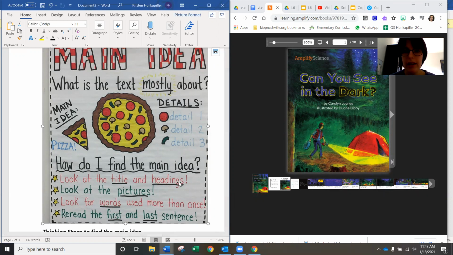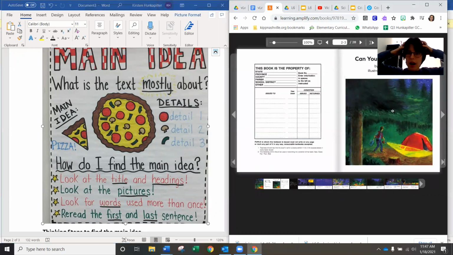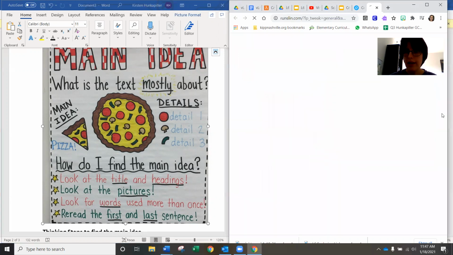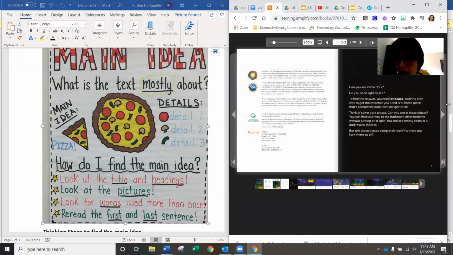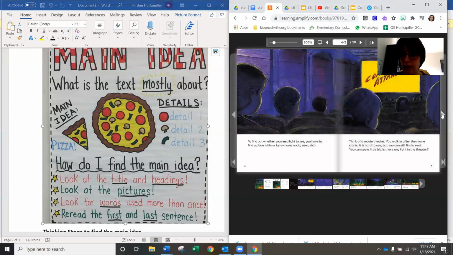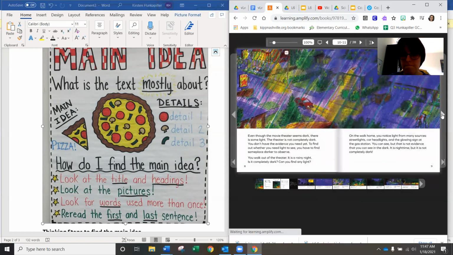Well, what's the title of this book? That's right. The title is Can You See in the Dark? I'm going to remember that, and now I'm going to look for headings. Remember, headings are at the top, just like your head is at the top of your body. Headings are at the top of some of the text. So let's see if we can find headings in this text.